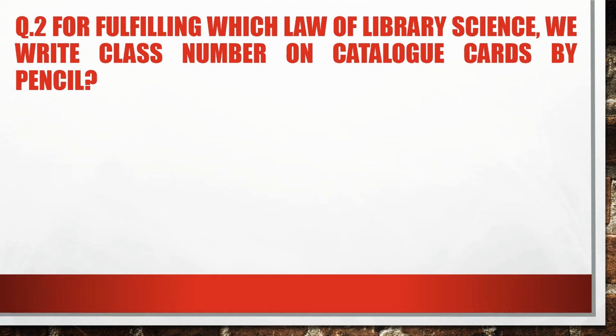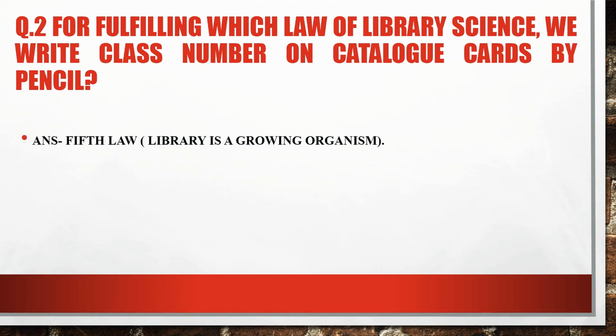The next question is, for fulfilling which law of library science do we write class number on catalog cards by pencil? I think you all know that while cataloging the documents, we write the class number with pencil. So what is the reason behind that? Why are we writing class number on catalog cards with pencils? The answer is for fulfilling the fifth law. What is the fifth law? Library is a growing organism.